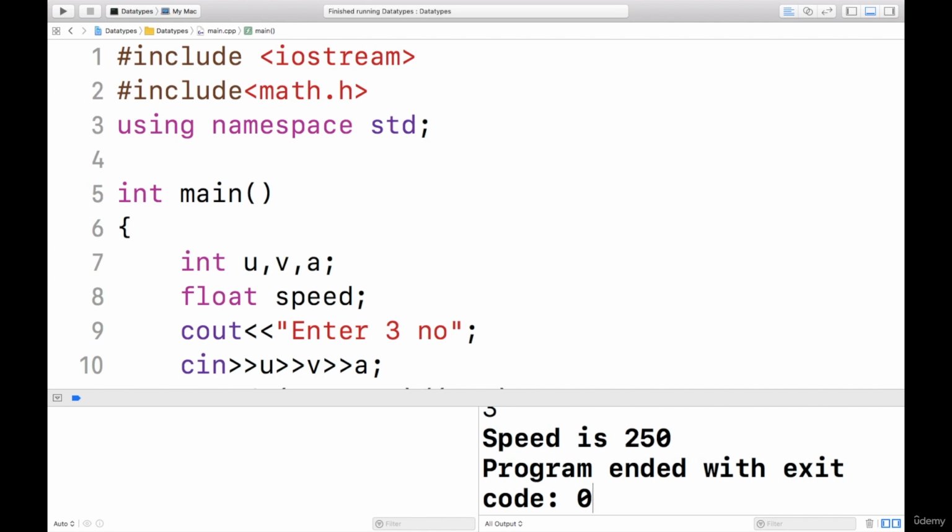That's it. These are a few sample programs. More programs I'll be giving as an exercise. You solve them and practice the programs.